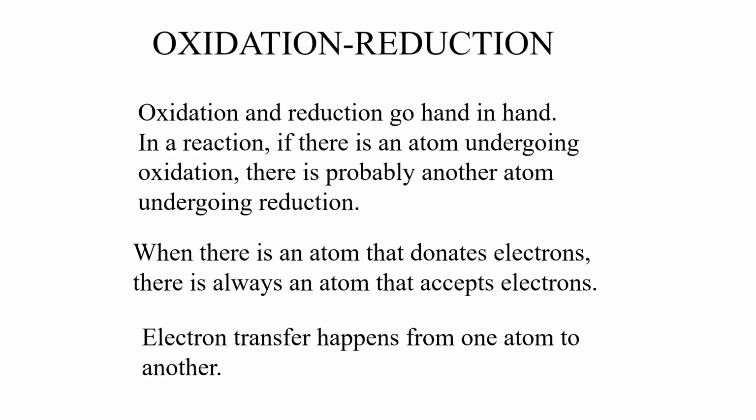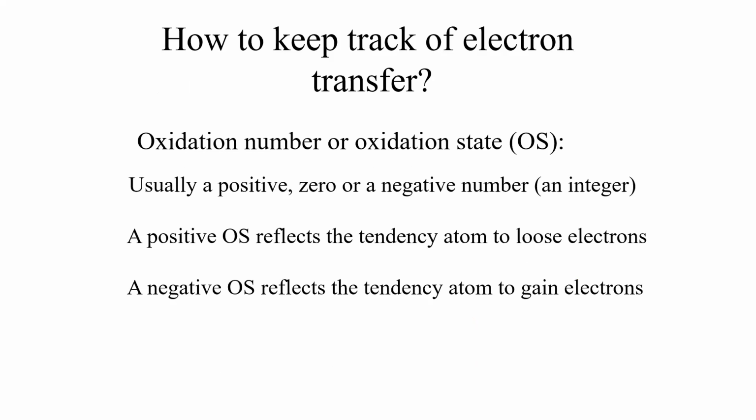So oxidation and reduction in any equation always go hand in hand. Meaning that as an atom is getting oxidized, the other one is undergoing reduction. When there's an atom that donates electrons, there would always be a recipient that is accepting the electron. So in the electron transfer between the analytes and titrants, one is transferring electrons to the other, and the other one is accepting the electrons. So oxidation and reduction go hand in hand.